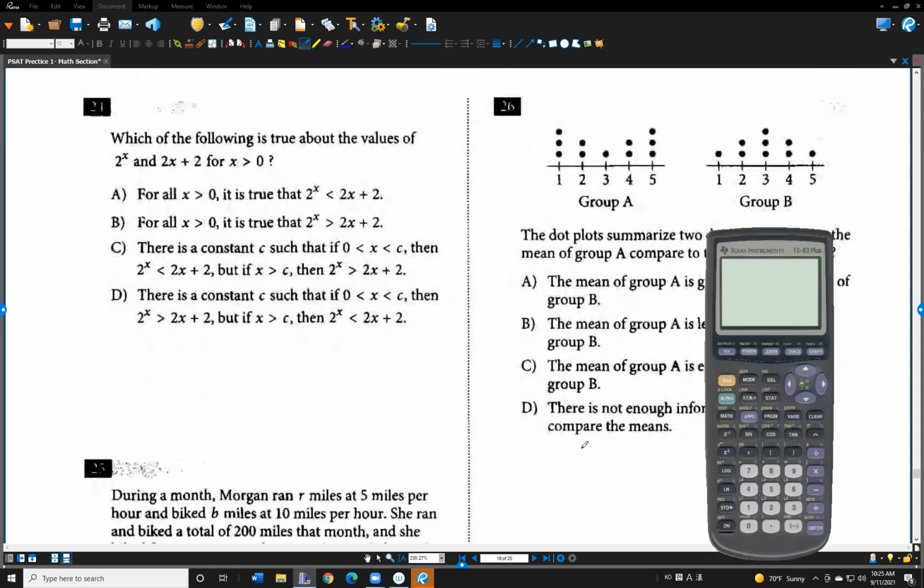All right, number 24. Which of the following is true about the values of 2^x and 2x plus 2? Better to use a graph, right? When x equals 0, the y equals 2^x graph passes through 1. You know, the y-intercept is 1. This is the graph.